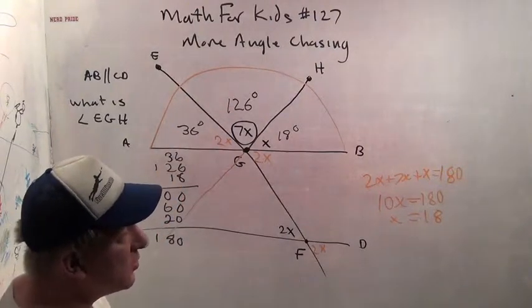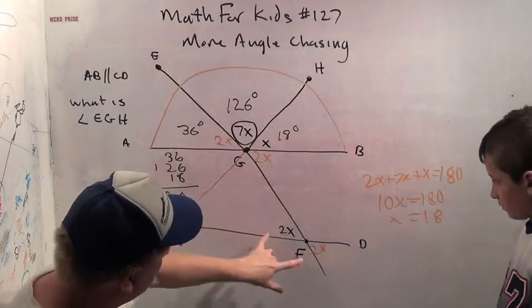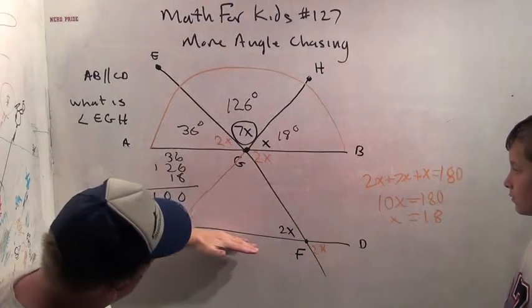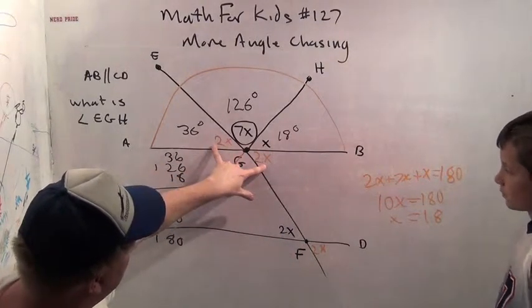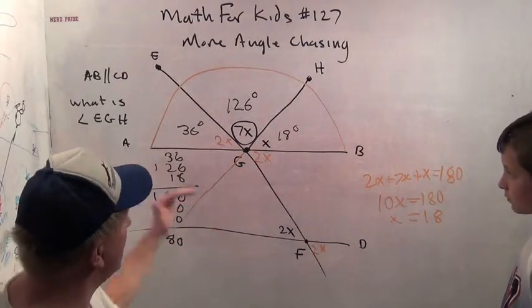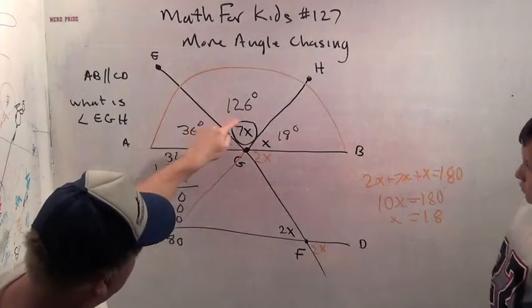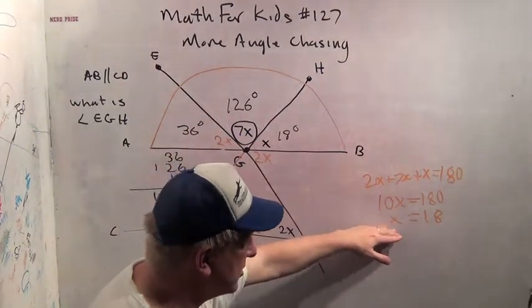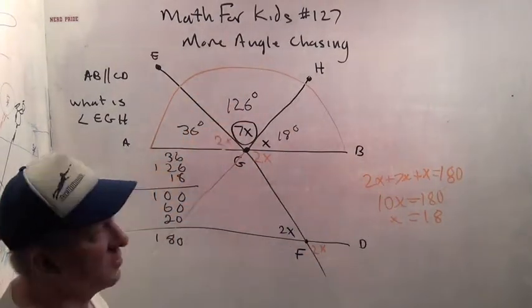So what did we do here? First, we used the fact that opposite angles in intersecting lines are the same. Then we moved these two angles up, and we noticed that we got 2x and 2x here because CD and AB are parallel. Then we noticed that 2x plus 7x plus x is 180 because it's a straight line. Then we did a little algebra to figure out x is 18. Then this is the angle we were looking for, multiplying by 7.